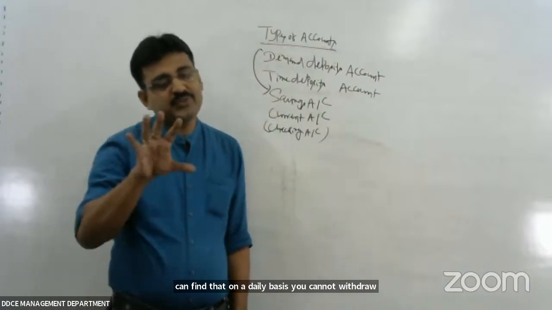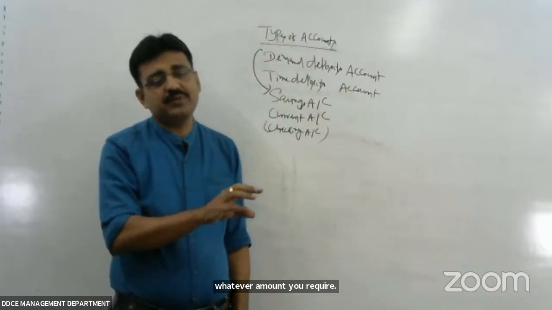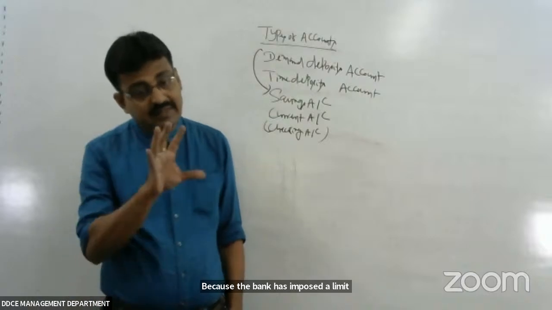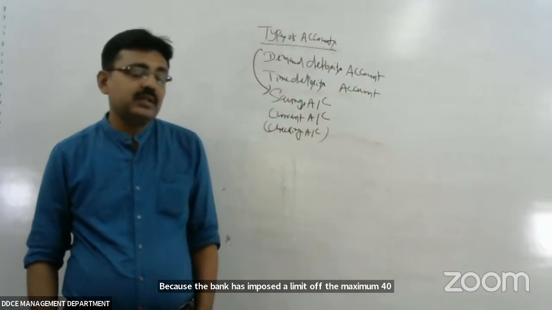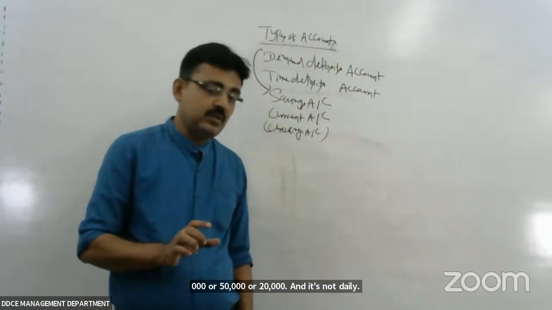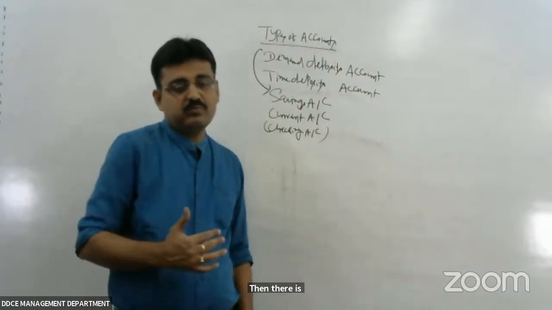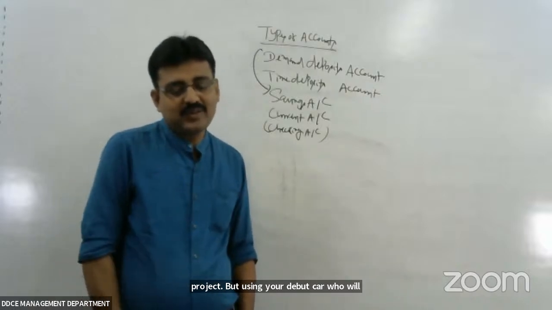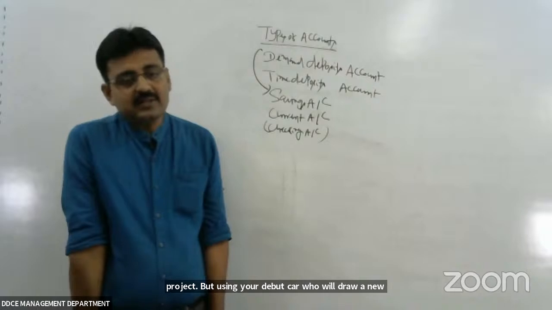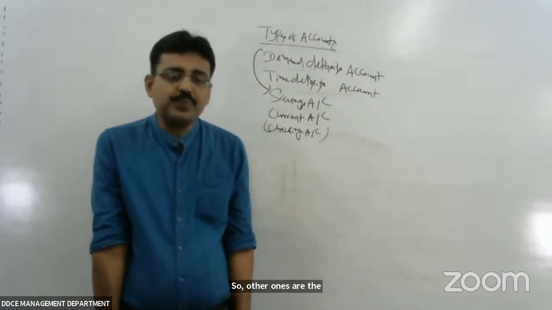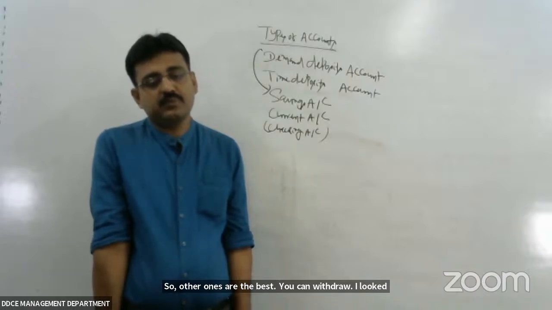Because the bank has imposed a limit. Up to a maximum of 40,000 or 30,000 or 20,000 you can withdraw, not more than that. That is the daily limit. Then there is a per transaction limit. Once you transact by using your debit card to withdraw money from your account, at once, at best, you can withdraw either 10,000 rupees or at best 20,000 rupees, not more than that.